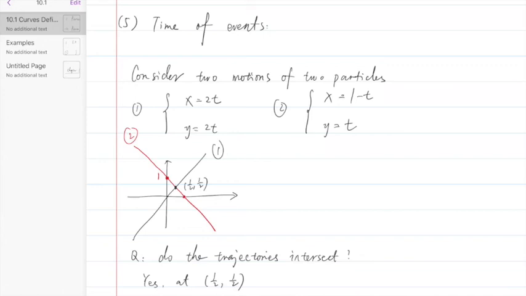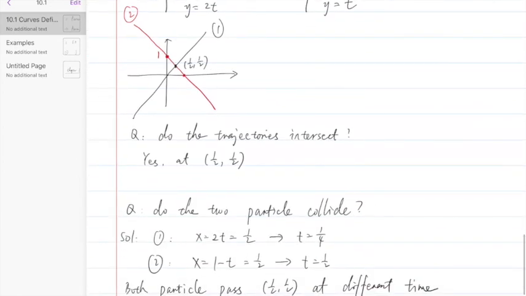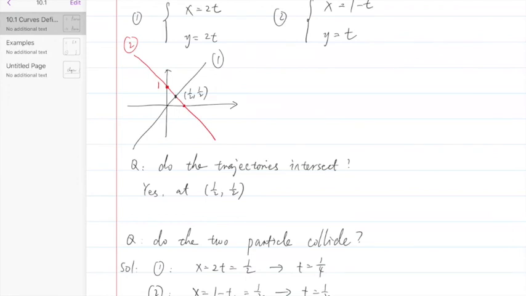And then you need to ask another question, that is, do the two particles collide? Which means they appear at the same location at the same time. That means they basically hit each other. They may break into different parts, or either way, they will hit each other. Well, this is interesting. You do know that their trajectories only intersect at one point. So if they do hit each other, they can only hit each other at (1/2, 1/2).